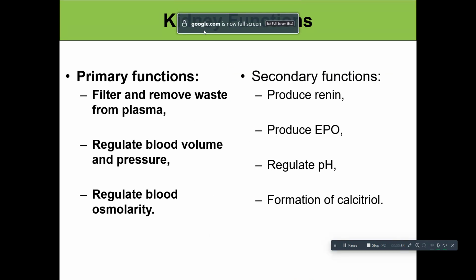And as we talk about the kidneys, we're going to be aware of its major functions, which include filtering the plasma and removing waste from it, regulating blood volume and blood pressure, regulating the osmolarity or concentration of blood as well. And those are my big primary functions.